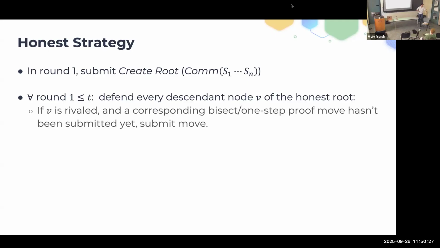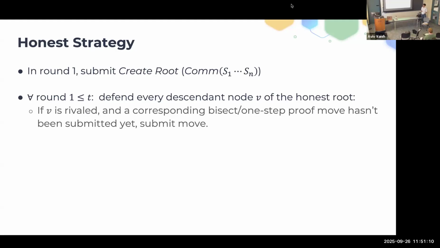So presumably, if a node is a descendant of the honest root, it means that the honest party before already bisected until this node was created. And so if one of these nodes is rivaled, then you do a corresponding bisect, or if it's in the lowest level, you do the one-step proof. So again, you first create the honest root, and then you bisect or one-step proof according to your needs, to what happens.